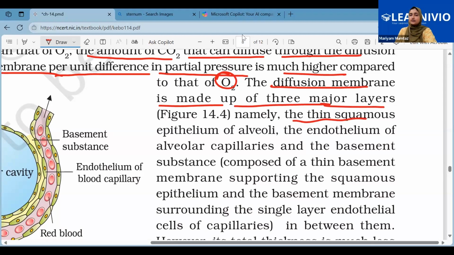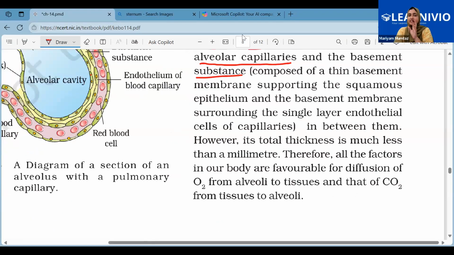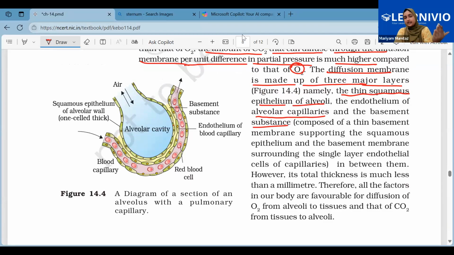That is the thin squamous epithelium of the alveoli, meaning the layer of the alveoli. Then the endothelium of the alveolar capillaries, meaning the layer of the capillary. And then the basement membrane, in between them, like a cementing layer that joins them together. It's like a sandwich. So we have the epithelium of the alveoli, the endothelium of the blood capillary, and in between them the basement membrane.